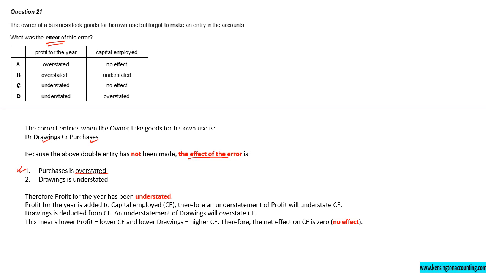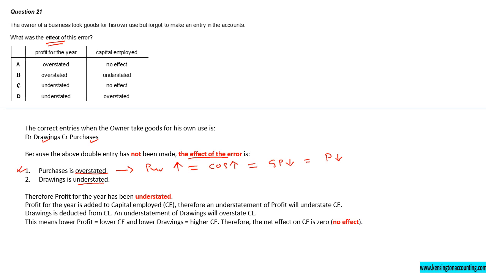And the drawings account itself: this drawings of goods should have been a debit entry and would have increased the balance in the drawings account. Because no entry was made, the drawings account will be understated. Now, the purchase account is overstated, so a higher purchase is equivalent to a higher cost of sales, which is equivalent to a lower gross profit, which is equivalent to a lower profit.